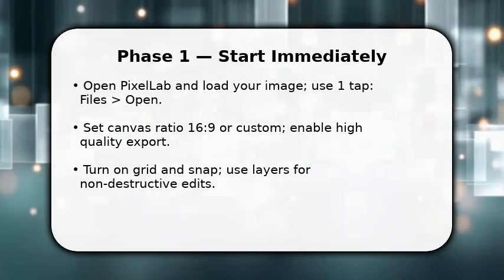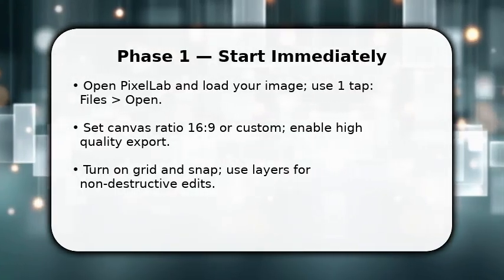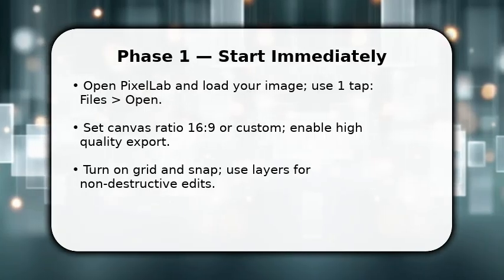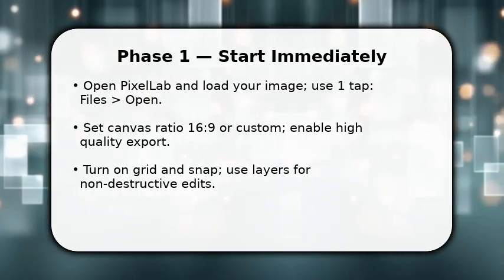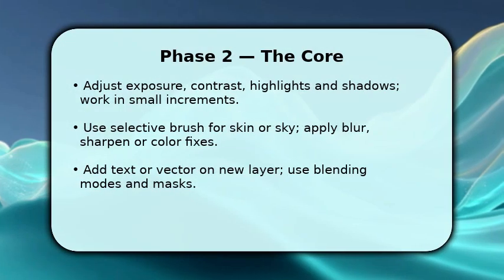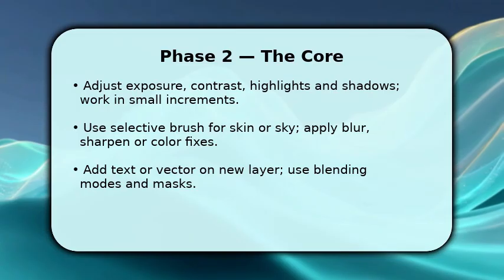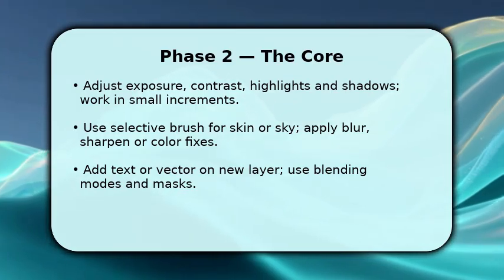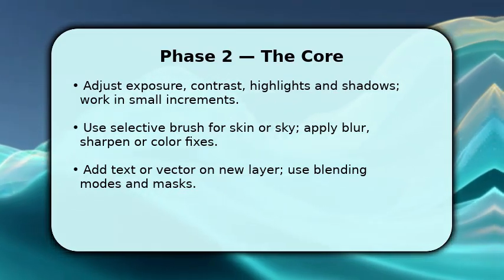Use the grid and snap to align key subjects and immediately create separate layers for text, shapes, and retouching. This keeps edits reversible and speeds up the next steps. Now you refine tone and detail. Adjust exposure, contrast, highlights, and shadows in subtle steps so you avoid clipping.